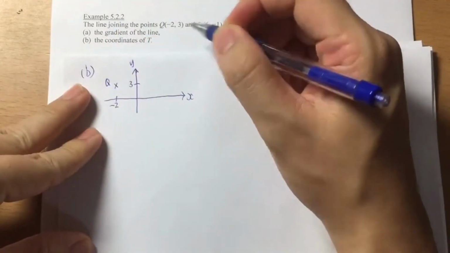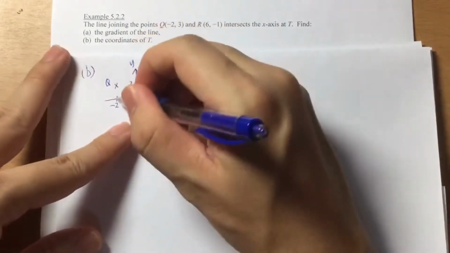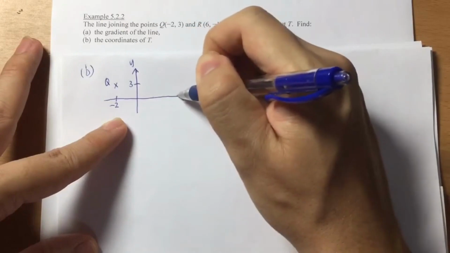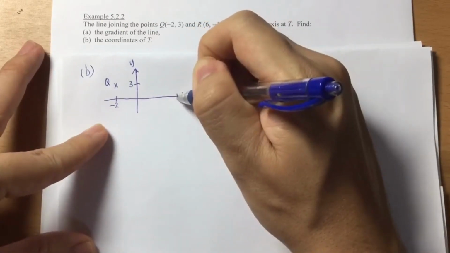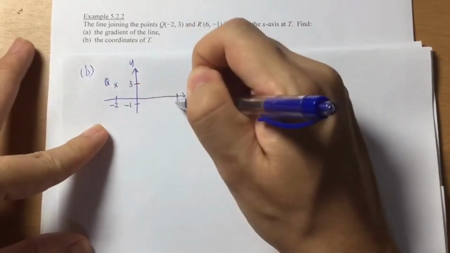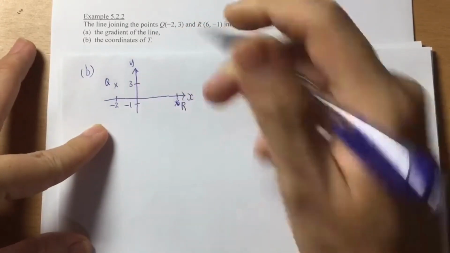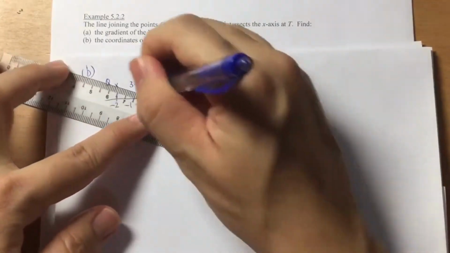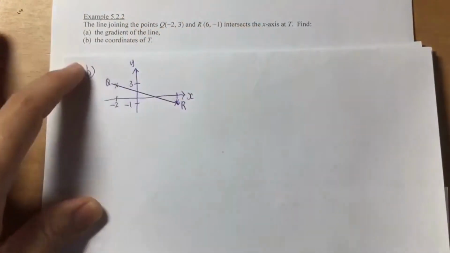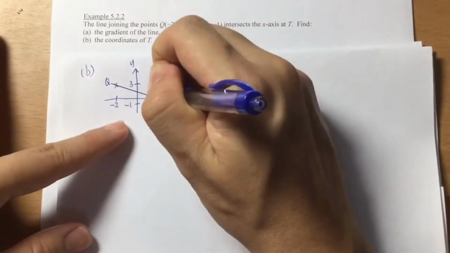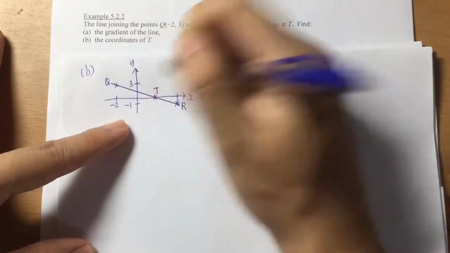R, x is 6 though. X is 6. Y is negative 1. So it should be somewhere here, my R. Okay, so I'm going to use a ruler to just join these 2 lines. And they tell me this line intersect the x-axis at T.